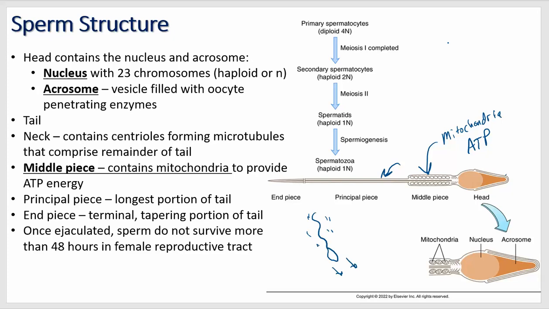The middle piece has the microtubules. The microtubules is what the tail is made of. Okay, and that's just a bunch of tubules that are able to kind of move. Okay, without getting into too much cell biology. All right, so yeah, the mitochondria has the ATP for energy, the principal piece is the longest portion, the end piece is the terminal tapering portion of the tail, and then once ejaculated, sperm do not survive more than about 48 hours. This kind of varies, depends on which study you're looking at, but that's a ballpark. Survive more than 48 hours in the female reproductive tract.